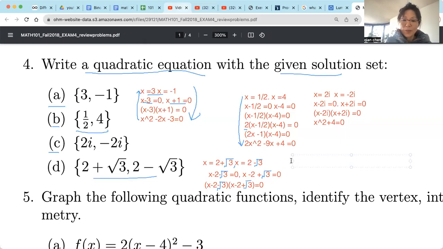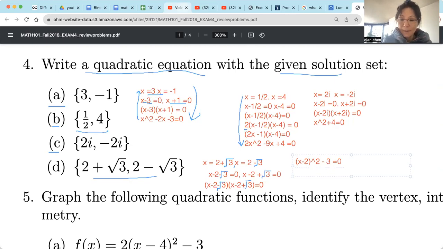Then to multiply this out, it might be a little troublesome, but we could think of it as a difference of two squares, right? Because we're treating x minus 2 as one thing. So we get this one squared. Then subtracting the square root of 3 squared, which is just 3, equals 0.